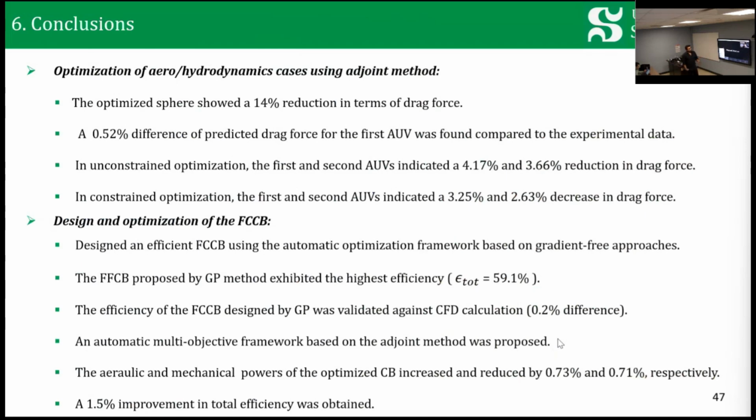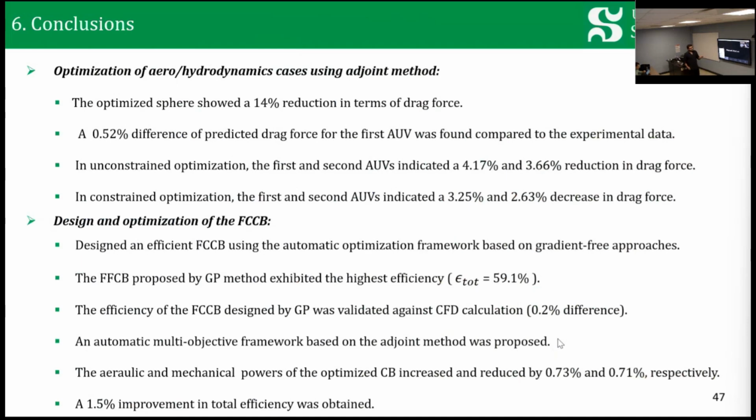Well, for conclusion, we started with optimizing a sphere using the adjoint method, and it showed a 14% reduction in drag force. For the AUV, first we validated against experimental data in the literature, and it shows about 0.5% difference. In unconstrained optimization, the first and second AUV showed about 4% reduction in drag force. For the constrained one, both cases showed about 3% reduction in drag force.